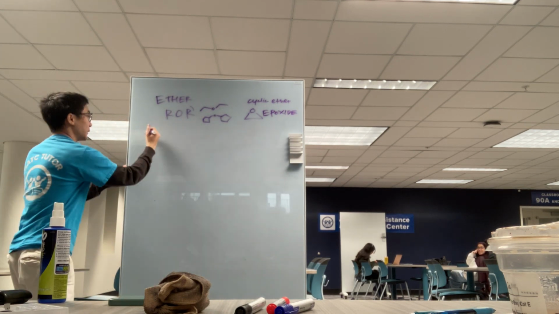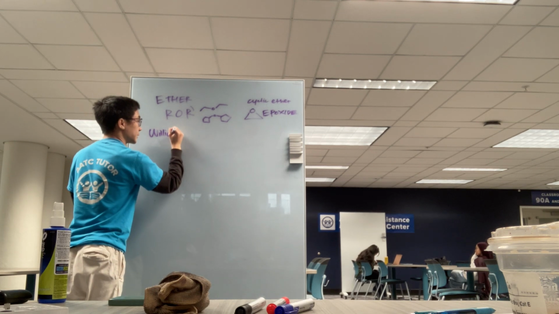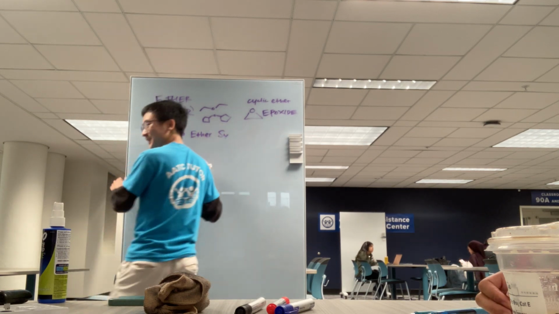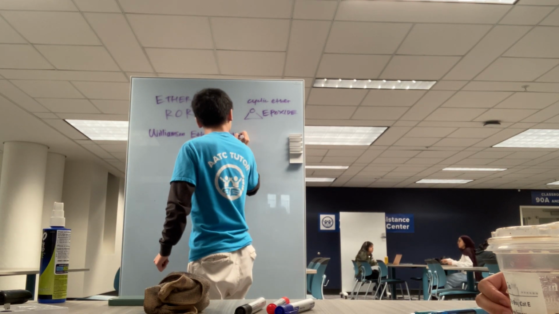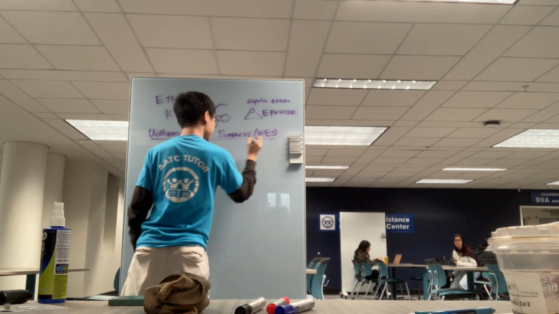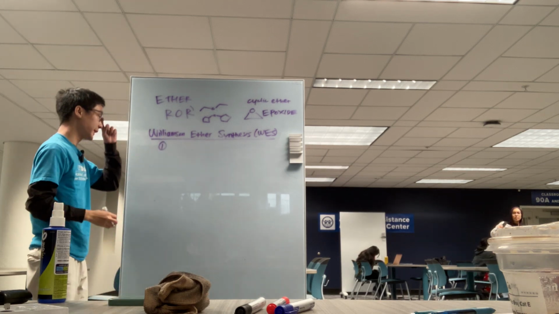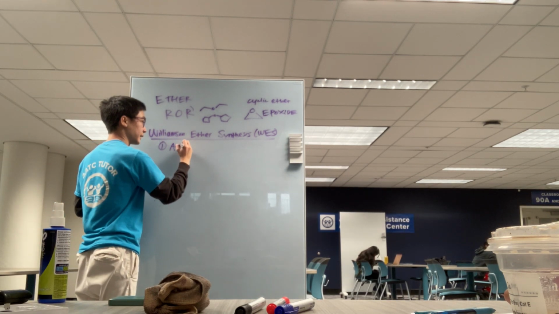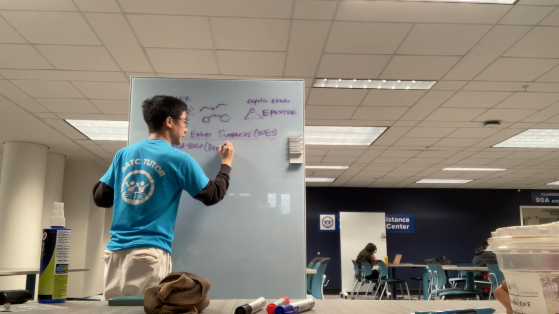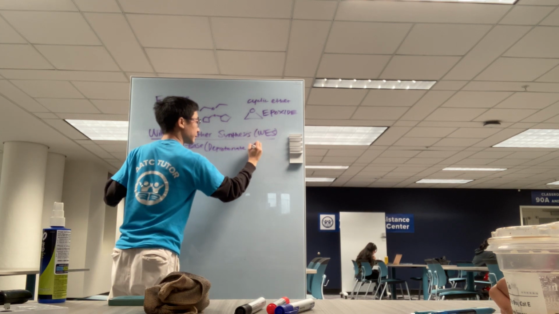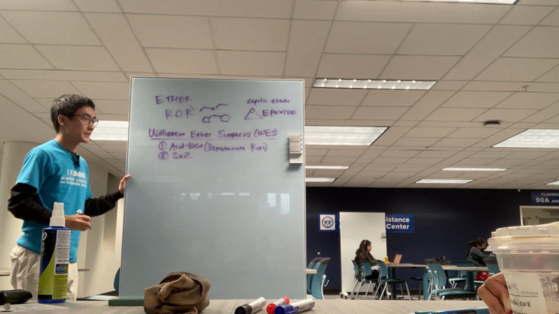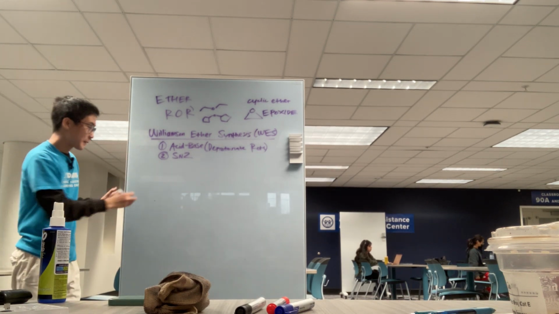Now, one reaction that can create ether is Williamson ether synthesis. There's two reactions that go with this. The first reaction is going to be an acid-base reaction, where we deprotonate the alcohol. The second reaction is going to be SN2. So this is a two-step synthesis, Williamson ether synthesis.